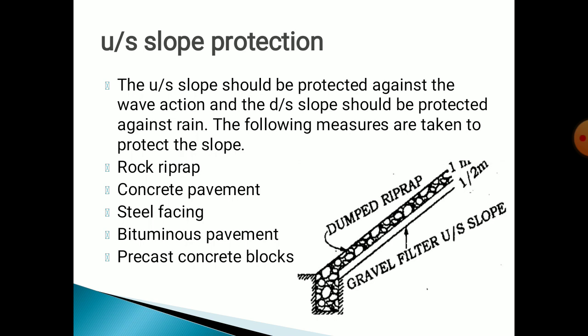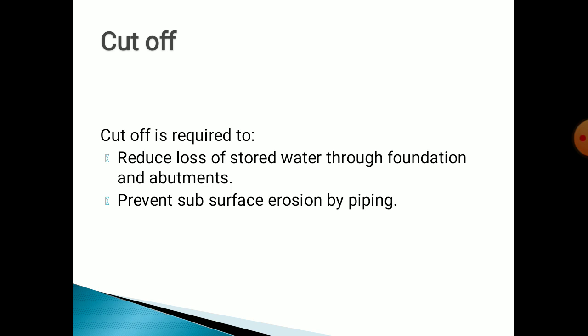Now we are going to discuss upstream slope protection. The upstream slope should be protected against wave action and the downstream slope should be protected against rain. The measures taken to protect the slopes are rock riprap, concrete pavement, steel facing, bituminous pavement and precast concrete blocks. Let me discuss something about cutoff.